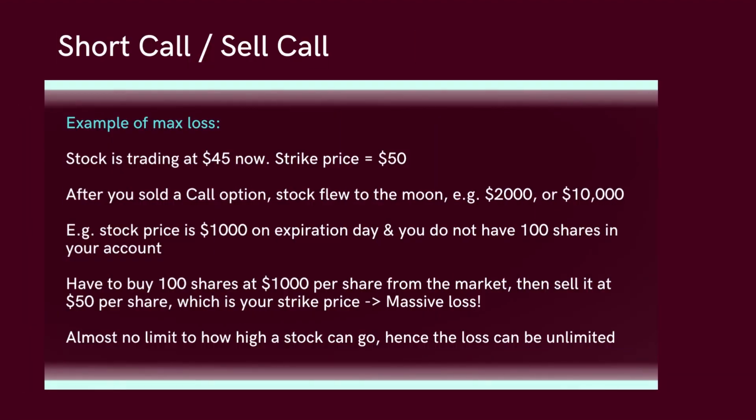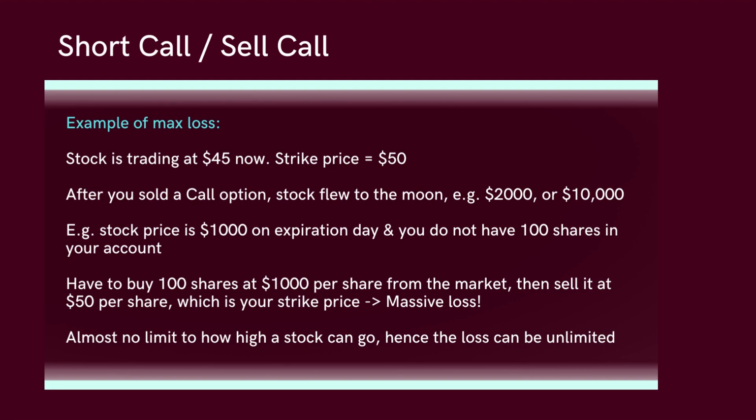For example, imagine the stock is trading at $45 now and the strike price that you have chosen is $50. After you sold the call option, the stock flew to the moon to say $1,000, $2,000 or even $10,000. Okay, I know I'm exaggerating, but let's say the stock price is $1,000 on the expiration date and you do not have 100 shares in your account. So what you have to do is buy 100 shares at $1,000 per share from the open market and then resell them at $50 per share, which is your strike price. In this case, the loss is massive. You can do your own math.